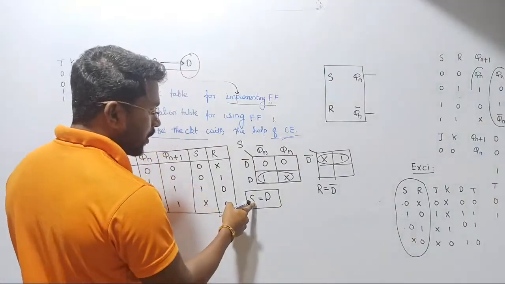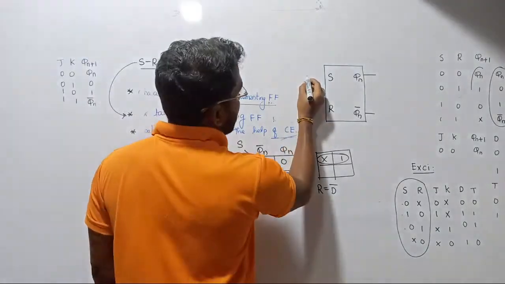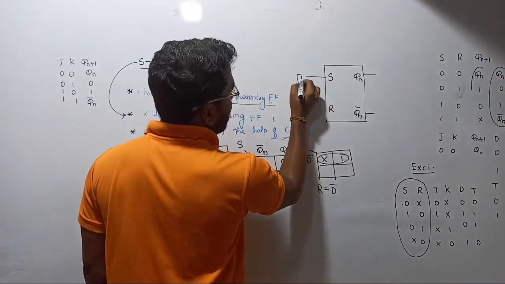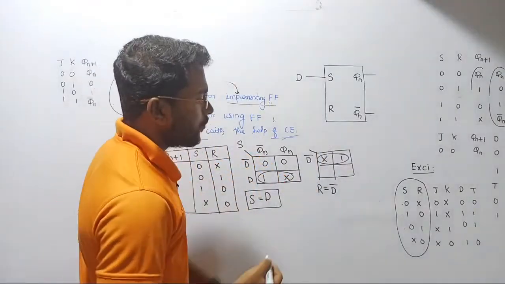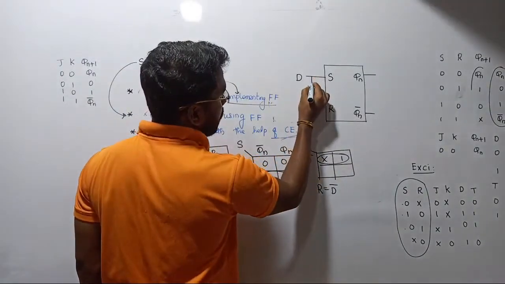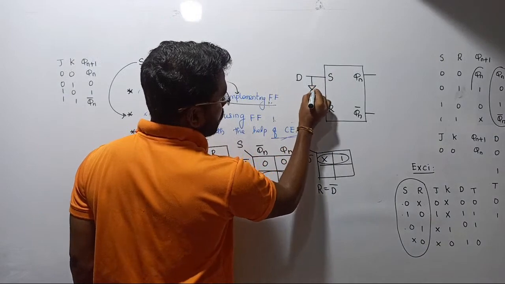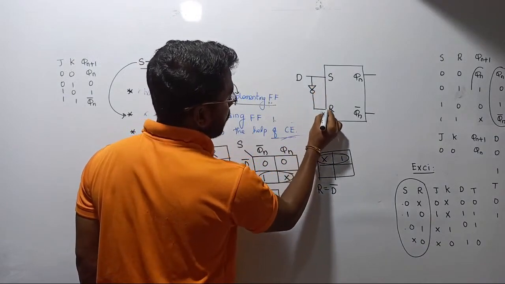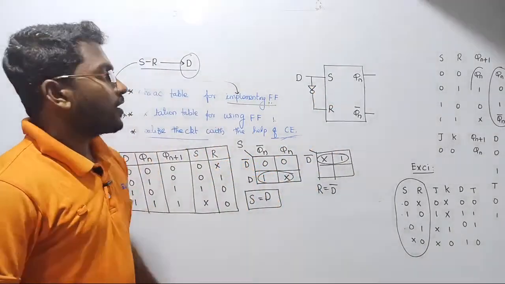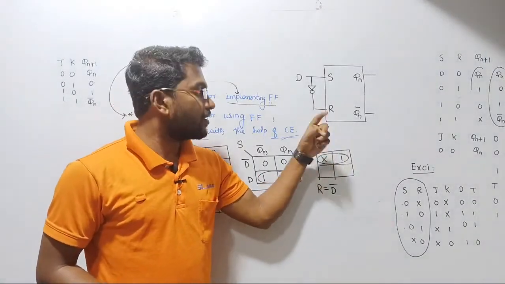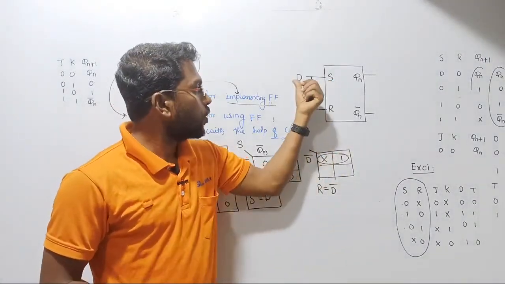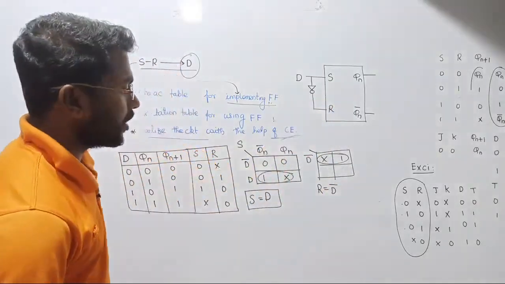But the thing is what? S is equal to D. It means directly we can give D as the input for S, but for R we cannot directly give. We will have to provide D bar, such that, let me put one inverter here and then I will group these two. Right, this is the same circuit that yesterday we took in order to realize the D flip-flop. I hope things are very clear to you all now, right?